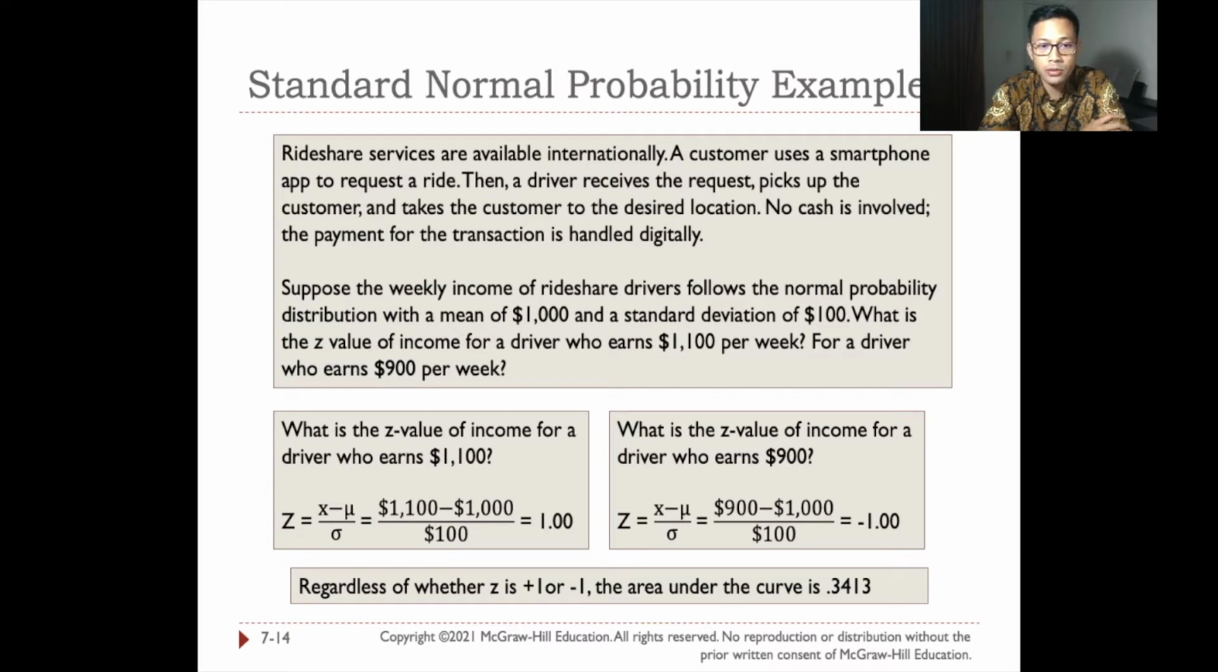Okay, and so regardless of whether z is plus or minus 1, the area under the curve is always going to be 0.3413. What's the reason? It's because it's symmetrical. So the area to the right is going to be equal to the area on the left, and so the area of the curve for the absolute value of z is always going to be similar.